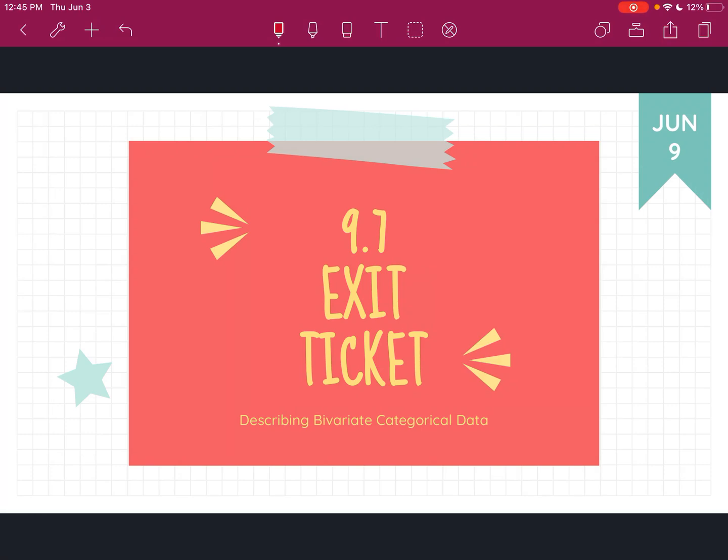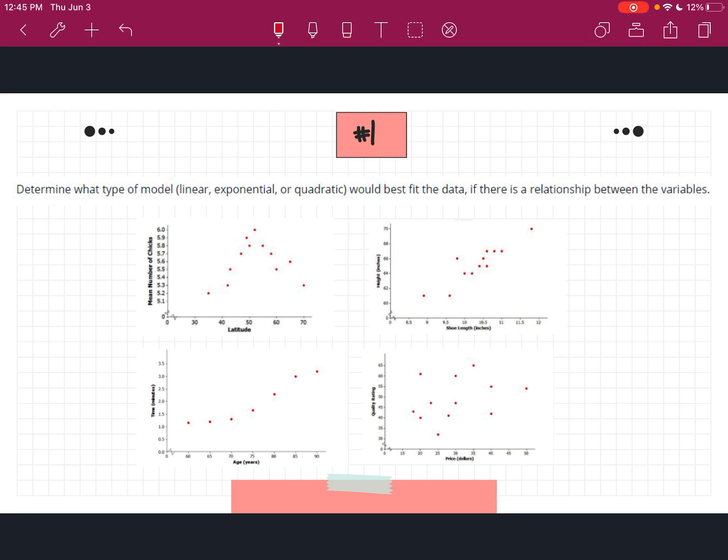This is the 9.7 exit ticket where we're going to review describing bivariate categorical data. Number 1, determine what type of model, linear, exponential, or quadratic, would best fit the data if there is a relationship between the variables. I'm going to label these number 1, number 2, number 3, and number 4.